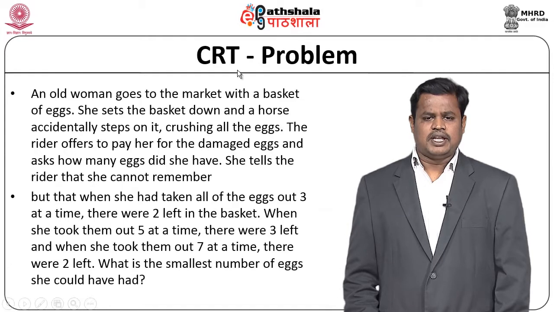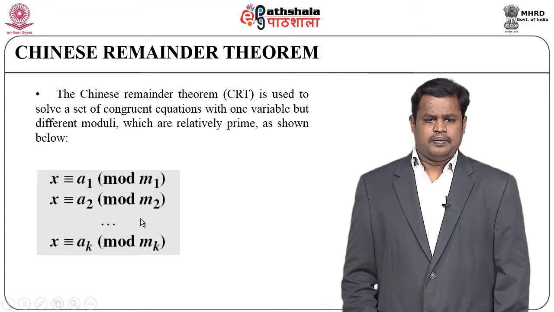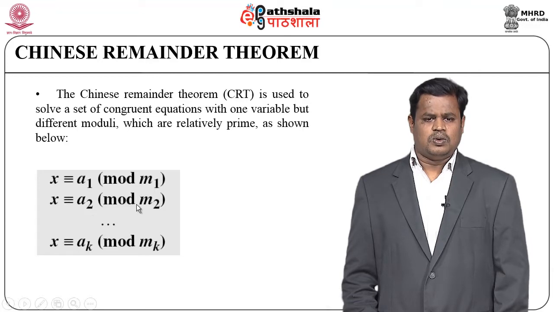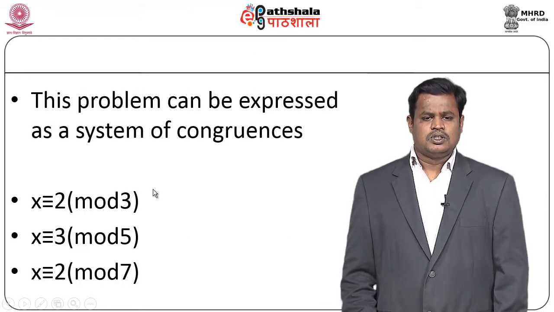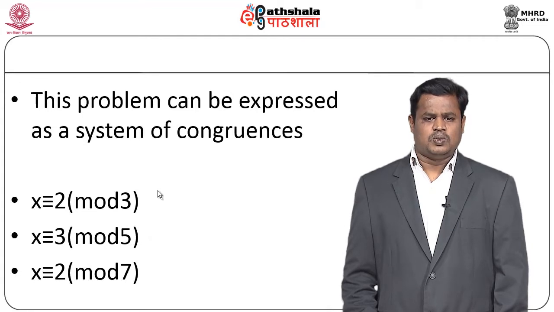This problem can be solved with the help of the Chinese Remainder Theorem, because we have different moduli, and what we want to find is x. So x is congruent to a1 mod m1, a2 mod m2, and ak mod mk. These are the set of equations. According to this story, how do we find how many eggs the rider needs to pay for? Let us map this story to our Chinese remainder congruence equations.